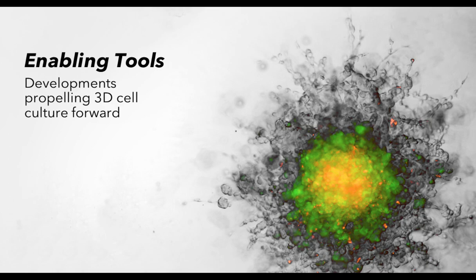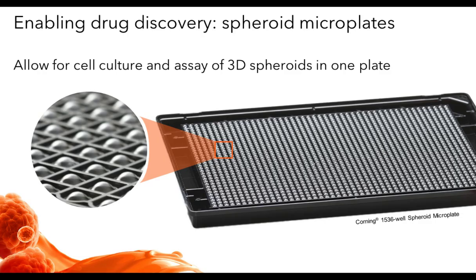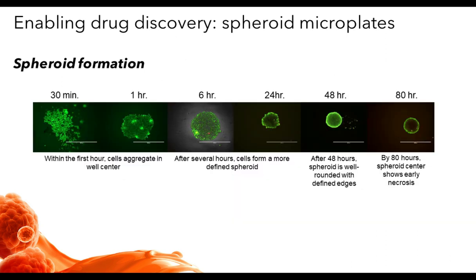Enabling tools are propelling this field forward. I've talked a little bit about microtiter plates. Shown here is a spheroid microtiter plate. It's 1536, which means it can go into an ultra-high throughput screening system. Screening 1 million compounds a day and in spheroids is now completely feasible here.